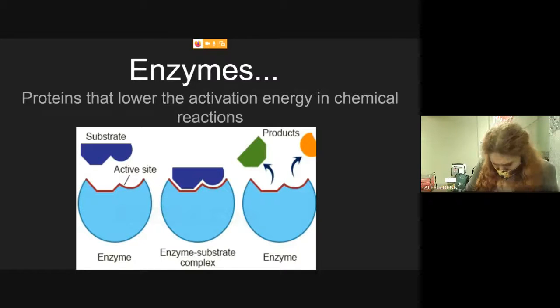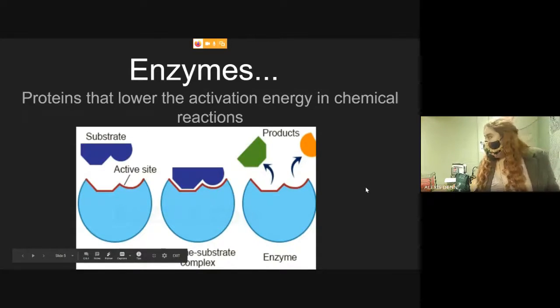Enzymes. The biomolecules that we talked about at the beginning of last unit are going to keep coming up basically forever. Proteins are one of those biomolecules, and enzymes are one type of protein. We've talked about proteins in two ways. Proteins that make channels for molecules to pass through in the cell membrane. Now, proteins that speed up reactions. We call those enzymes.